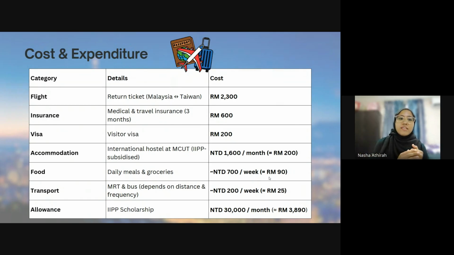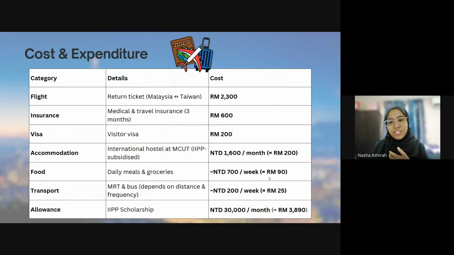Because the accommodation was already subsidized, I didn't feel any financial stress during the internship. Overall, with proper planning and the IIPP support, the cost of living in Taiwan was actually very manageable. And with the internship allowance, we got almost 4,000 ringgit each. I think it's very high, right?